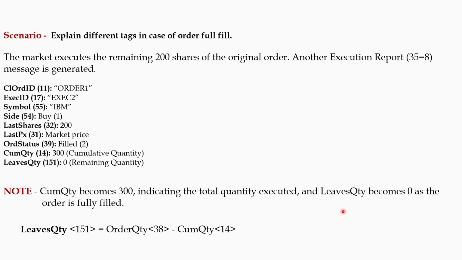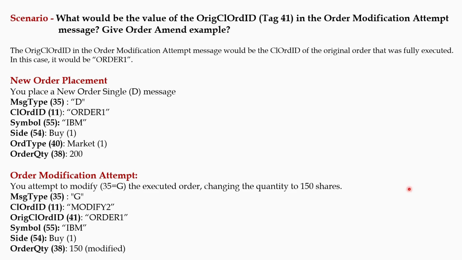Okay, in this case, how is the leaves quantity calculated? Order quantity minus cumulative quantity, that is tag 38 minus tag 14, gives the leaves quantity. Let us see our next scenario. What would be the value of original client order ID tag 41 in an order modification attempt message? Give an order amend example. So here tag 41 is explained and order amend is explained. The original client order ID in an order modification attempt would be the client order ID of the original order that was fully executed. In this case, it would be order 1.